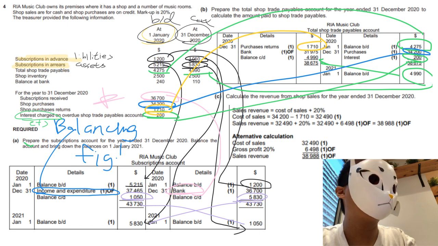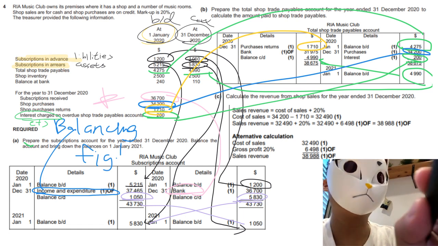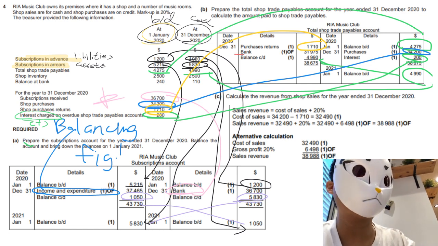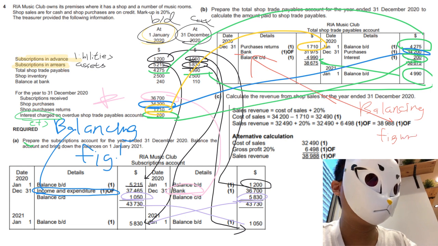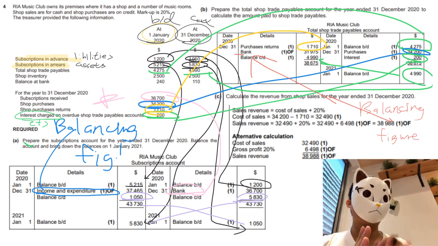So before we get the answer, I would like to remind you that right now we have balance brought down, purchases, interest. We added up, deduct the balance carried down, deduct the purchase returns. Then we will have this one, the bank. So this is the bank. Again, it's what we call a balancing figure. This is the last item we have. So that's all for part B.